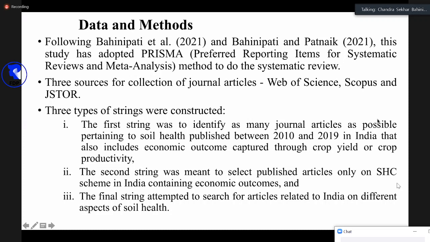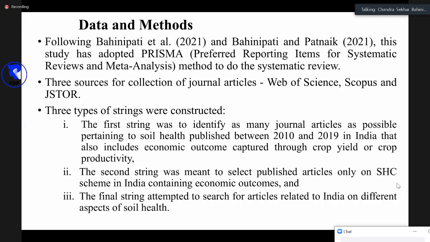So here what we have done, we have followed the same approach, the PRISMA approach. Okay. So here we have done three types of string, the keywords to identify. So first string was to identify as many journal articles as possible pertaining to soil health card published between 2010-2019 in India. That also includes the economic outcome captured through crop yield or crop productivity.